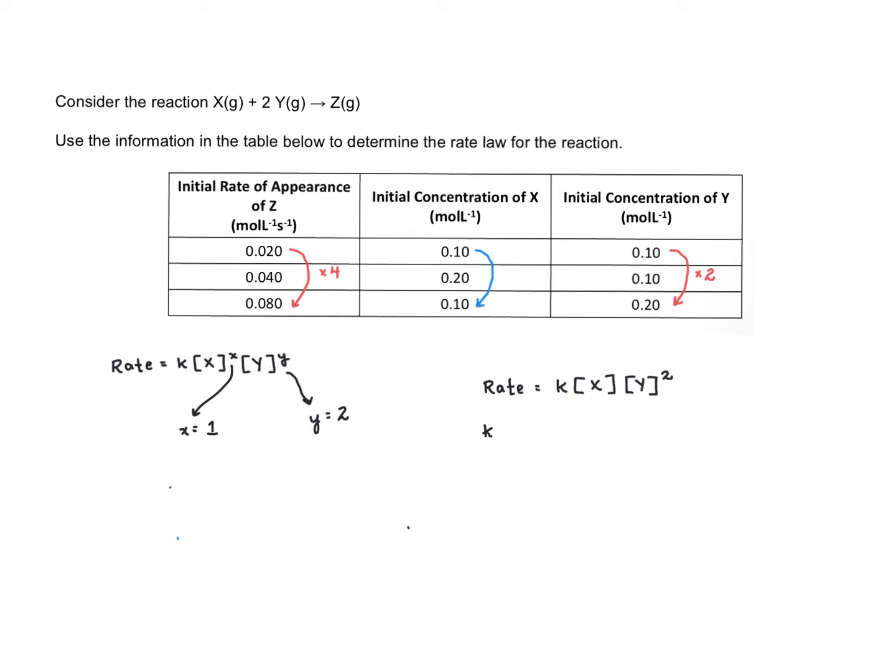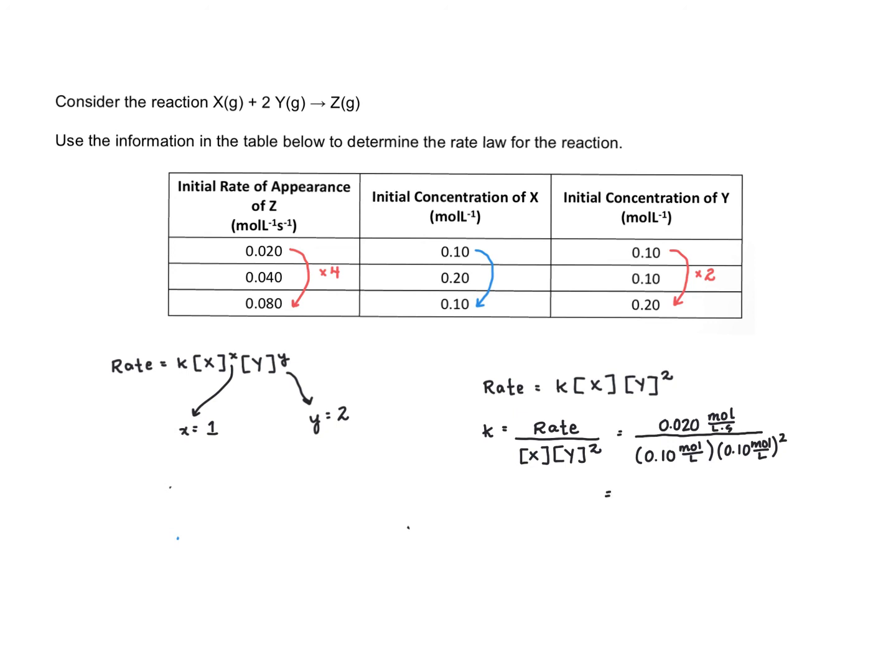I'm going to rearrange this equation first. So k is going to equal the rate over the concentration of x times the concentration of y squared. And now we can plug in our values. The units here are very important. So we're going to plug in 0.020, and the units for rate are moles per liter seconds. And so our concentration, we have 0.10 moles per liter and 0.10 moles per liter squared.